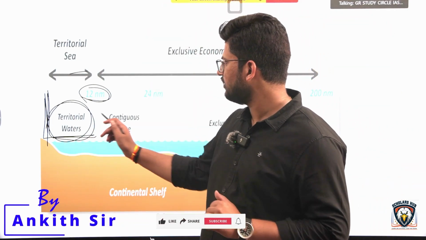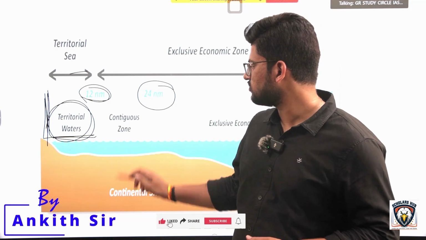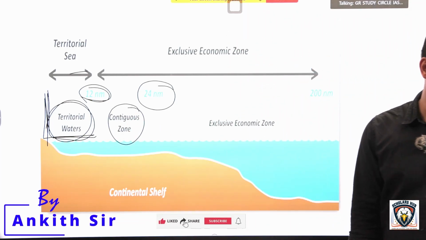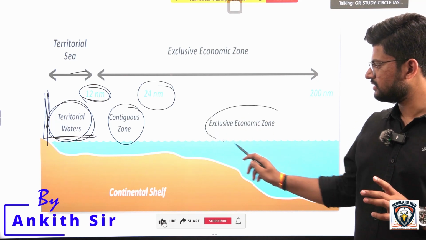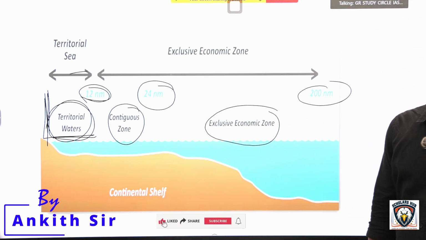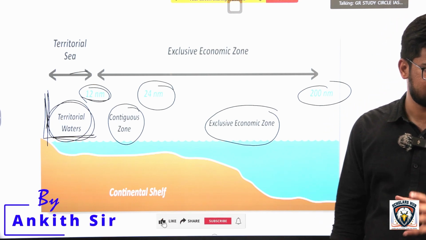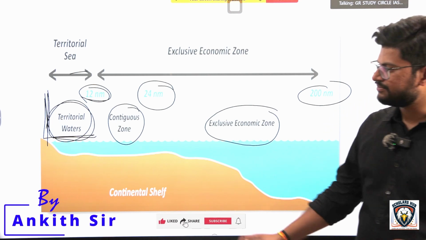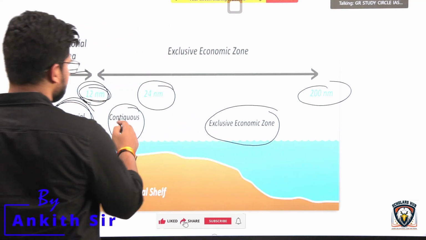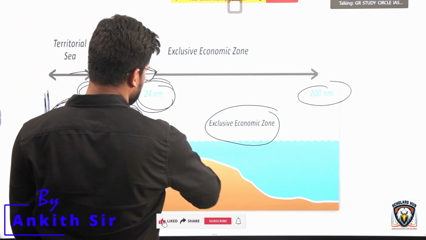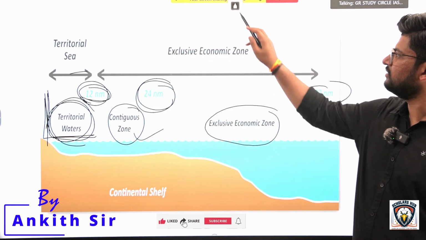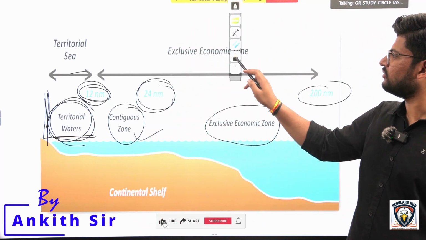Okay. Then from there up to 24 nautical miles is called the contiguous zone. Here we don't have absolute rights, but we have economic rights. Then up to 200 nautical miles is called the EEZ, the exclusive economic zone. Here we don't have many rights, just research and business. But where do we have direct absolute rights? Territory, up to 12 nautical miles. Then up to 24 nautical miles contiguous zone, and up to 200 nautical miles exclusive economic zone. Understood?